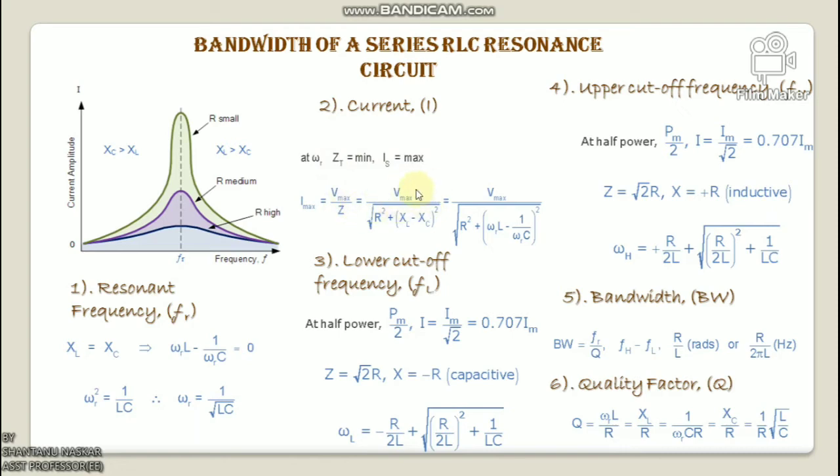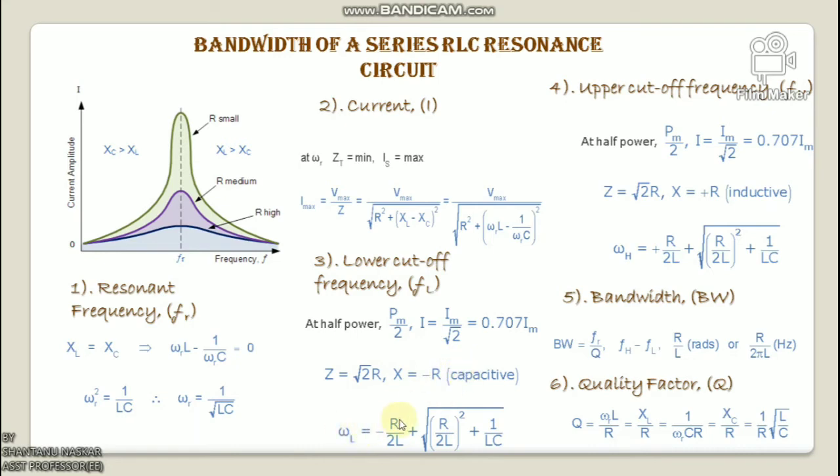We can also write V max by root over R squared plus (XL minus XC) whole squared, equals V max by root over R squared plus (omega_R L minus 1 by omega_R C) whole squared. Now number 3, lower cutoff frequency fL at half power, Pm by 2, this is the half power, and we can write I equals Im by root 2, which equals 0.707 Im, and Z equals root over 2 R, and X equals minus R, which is capacitive.